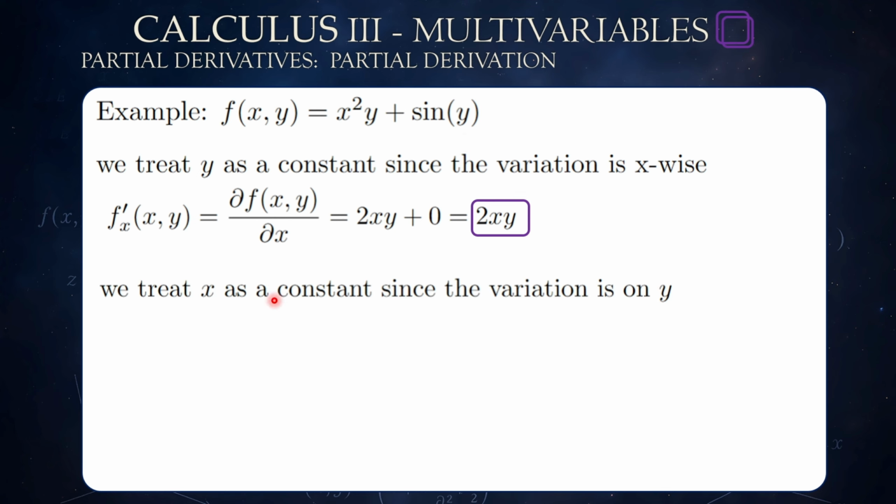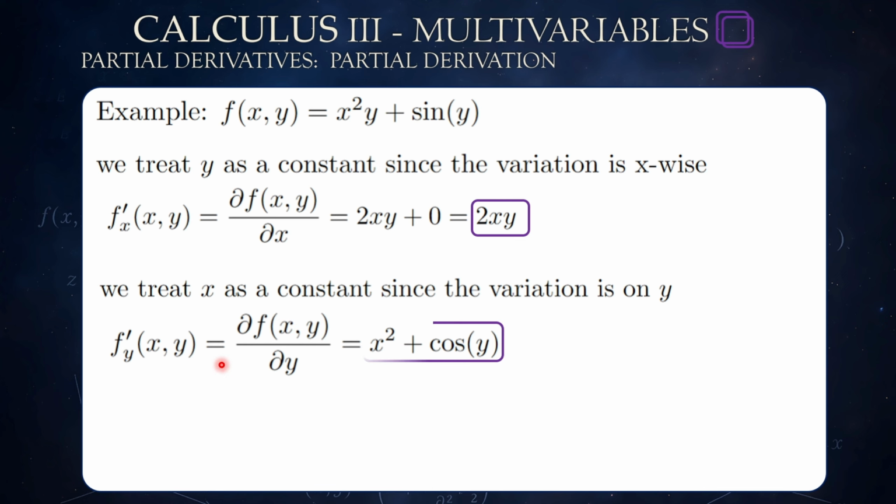Then we treat x as a constant since the variation is on the y-axis. f'y(x,y) is equal to partial f(x,y) divided by partial y. So we are deriving with respect to y, which gives us x squared plus cosine y.